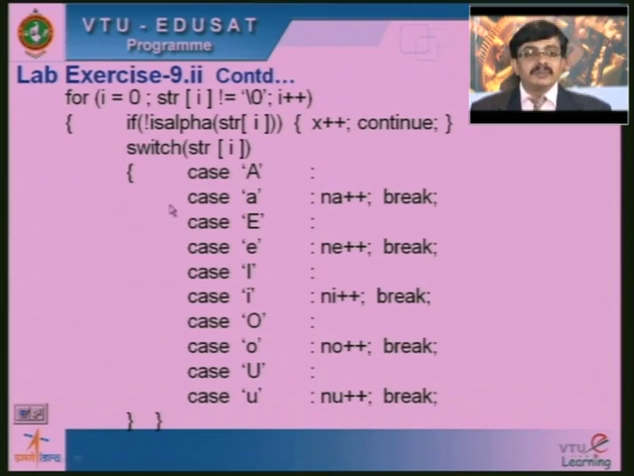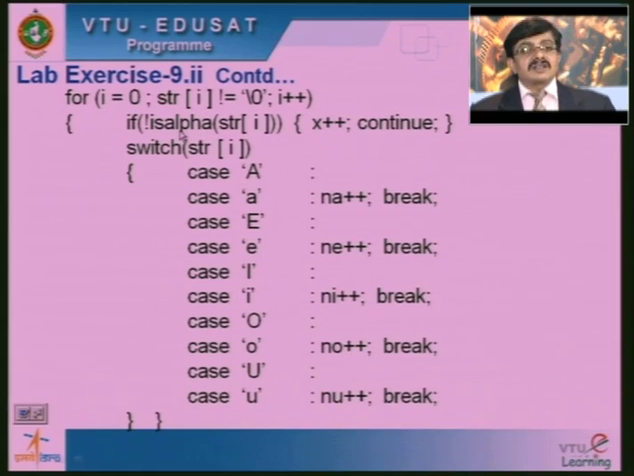When I come into the loop, kindly note this particular statement: if (!isalpha(str[i])). What does this mean? isalpha returns true only when the given parameter is an alphabet. So if it is not an alphabet, only then this condition will be true. For example, if the 0th character is A, then isalpha of A is true, it returns 1, and not of 1 becomes false. The condition of the if becomes false there.